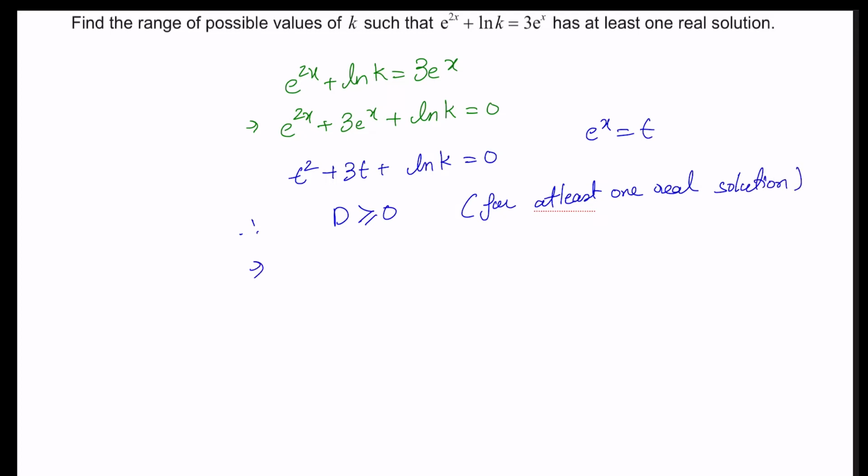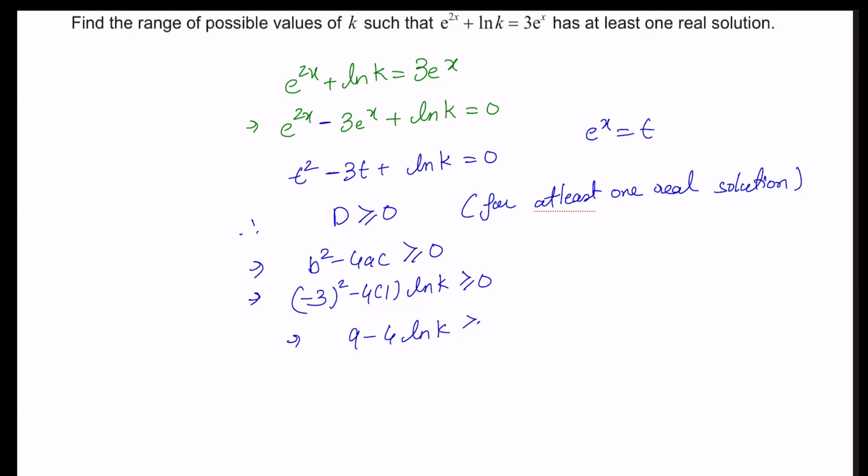Okay, the discriminant is b squared minus 4ac. So here b is 3. Wait, I guess I made a sign mistake here. It will be negative. B is minus 3 whole squared, a is 1 and c is ln k. So 9 minus 4 ln k has to be greater than or equal to 0.